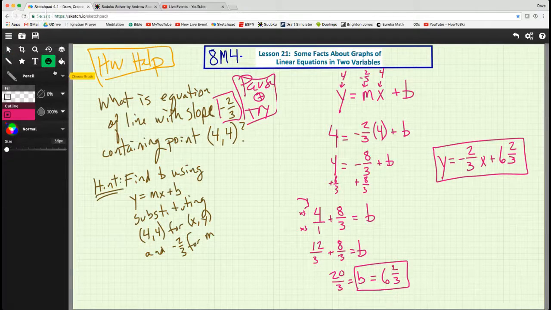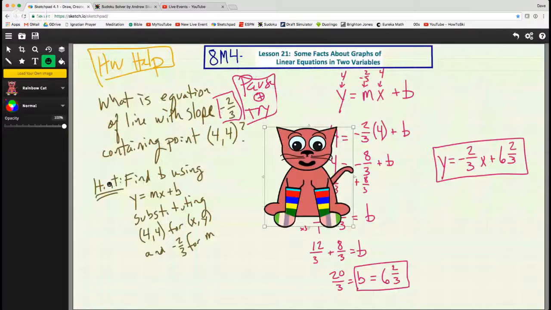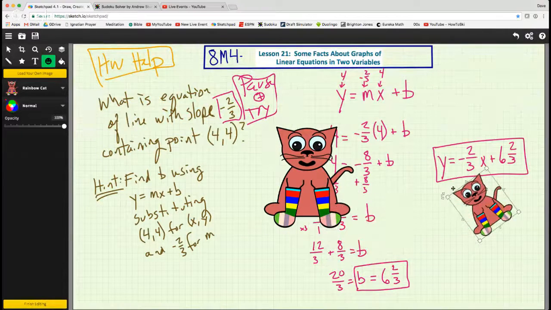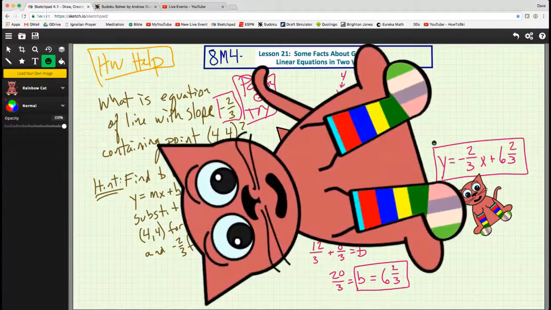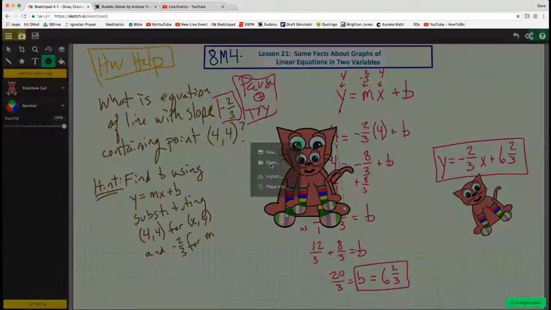And that definitely deserves a happy cat. Spinning happy cat for the fraction, and we're just going to lay him down. Whoa, nice and big. All right, let's move along.